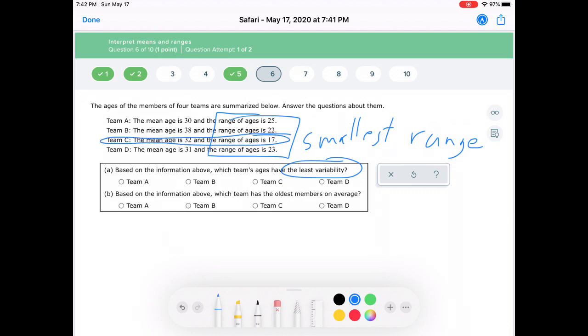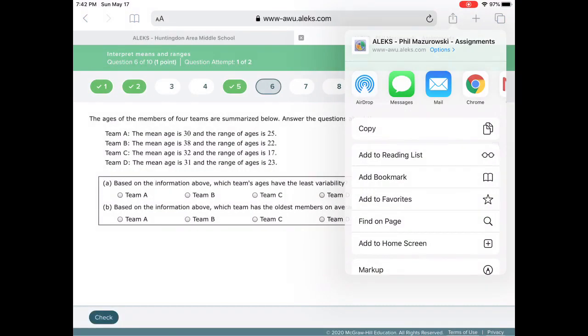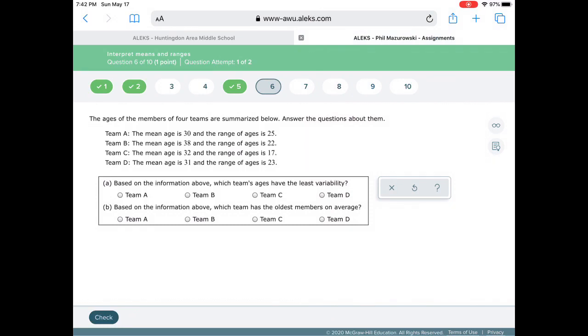And then part B says which one has the oldest members on average. So once again, we want the highest mean, and the highest mean goes to team B. So we got team C has the least variability and team B has the oldest team on average. So just putting those answers in.